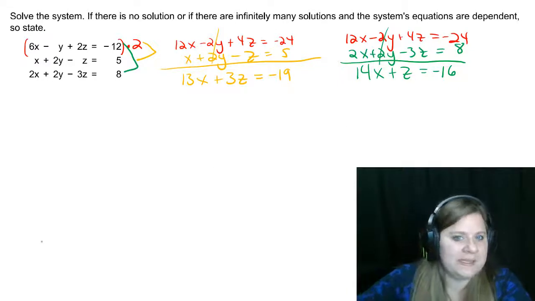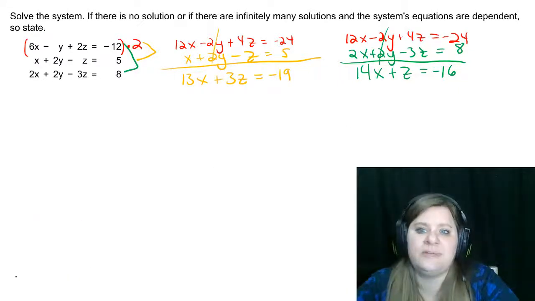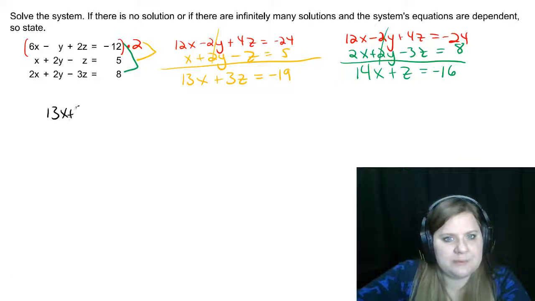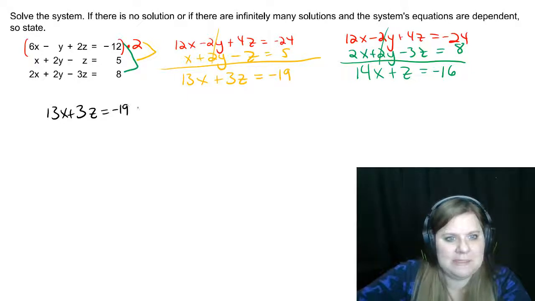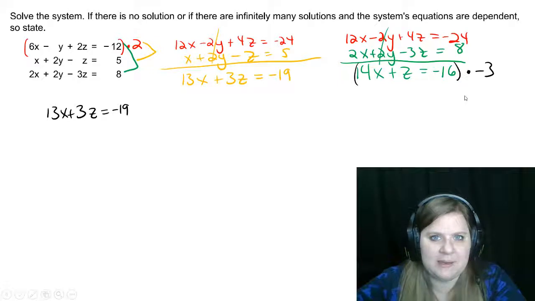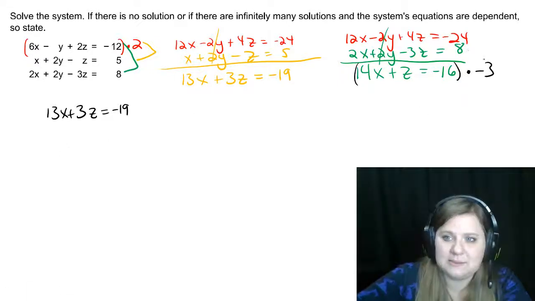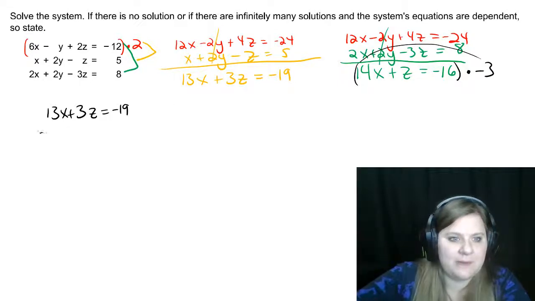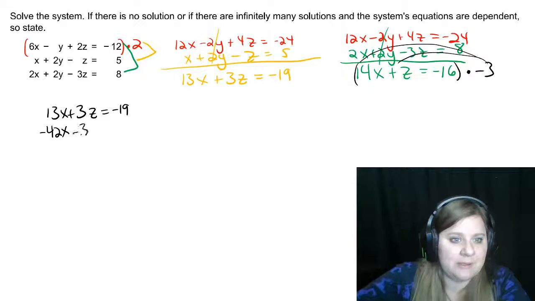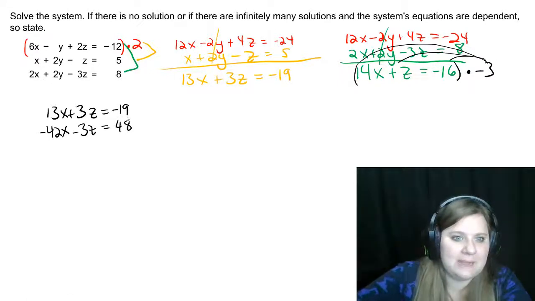In order to solve this system, I am going to get rid of my z next, because I can copy down my 13x plus 3z equals -19, and I can multiply my other equation here by negative 3. Negative 3 times 14x comes out to be negative 42x. Negative 3 times z is negative 3z. And negative 3 times negative 16 is 48.